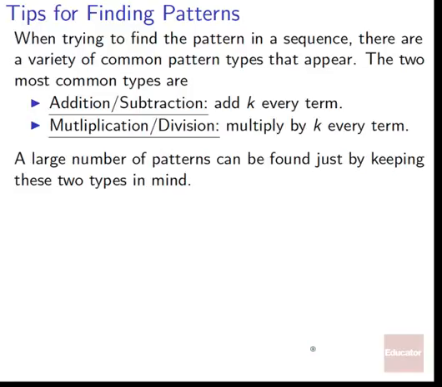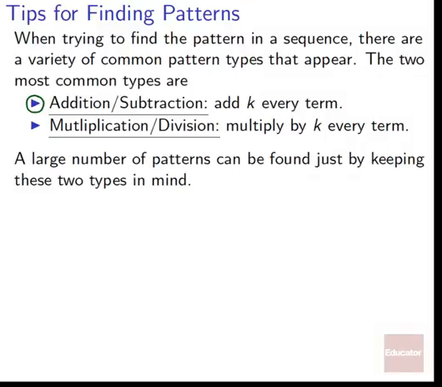When trying to find the pattern in a sequence, the two most common pattern types that appear are addition/subtraction, where we just add by some k every term. So k could be a positive number, k could be a negative number. That allows us to add or subtract depending on what the k is. But we're just adding by the same k. We're just adding by some constant number every time we do a step.